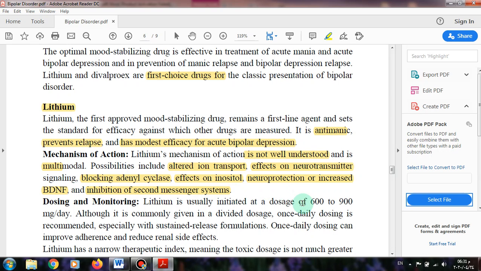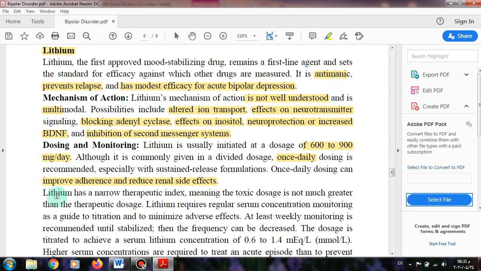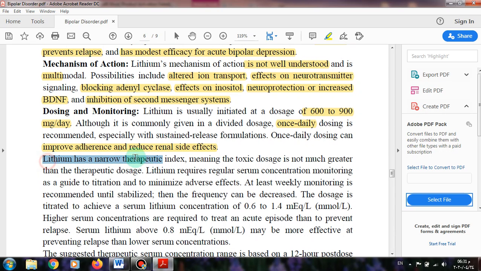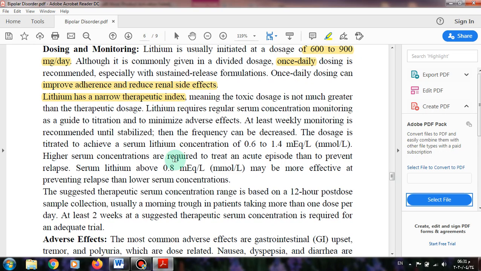Dosing of lithium ranges from 600 to 900 milligrams per day, given in divided doses or as a single daily dose. A once daily dose is usually preferred, as it improves adherence and reduces the renal side effects of lithium. Lithium has a narrow therapeutic index, and lithium is one of the drugs we will cover, God willing, in therapeutic drug monitoring, as it has a narrow therapeutic index. A small increment in the dose leads to the appearance of toxicity. So here I must deal with lithium based on the serum concentration of the drug rather than on the dose.